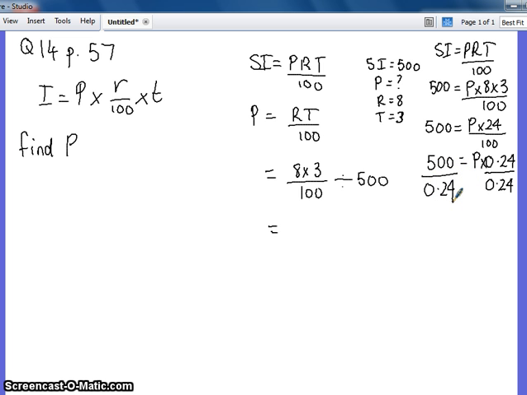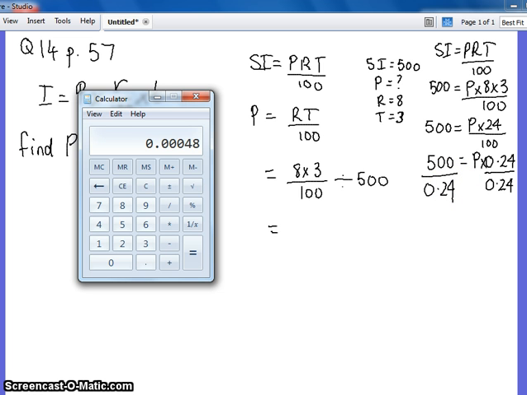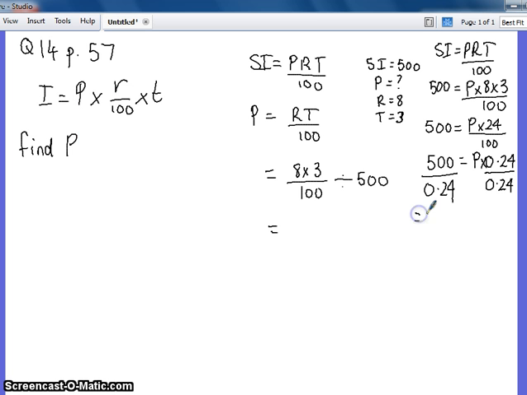And so 500 divide 0.24 gave us $2,083. So here we were on the right track. What we had to do was say 500 divide 8 times 3 divide 100. Yeah? You okay with that? Yeah. I'm going relatively fast because you guys know a fair bit.